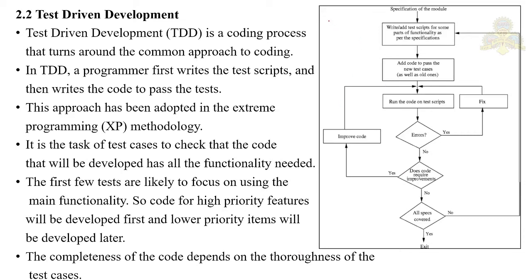So for example, consider the developer has been given one module which contains 5 functionalities. A single module contains 5 functionalities. Now the first step over here is the specification of the module. That means a module has been given to a developer to develop the code. Now suppose this module has 5 functionalities. What the developer has to do first is write the test scripts for the functionalities.